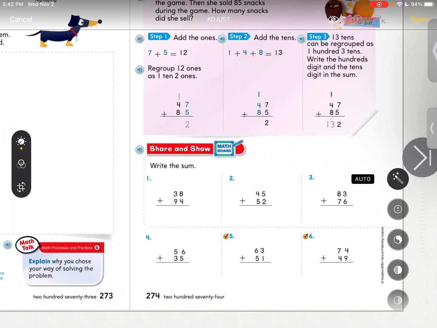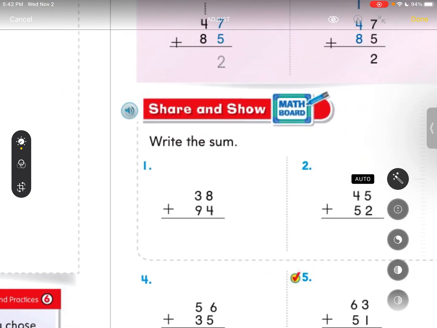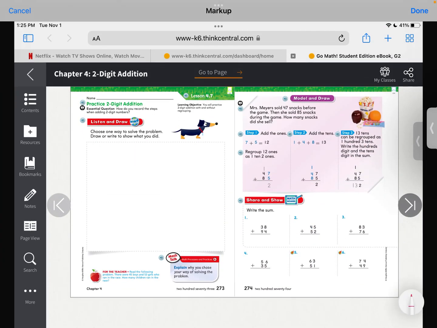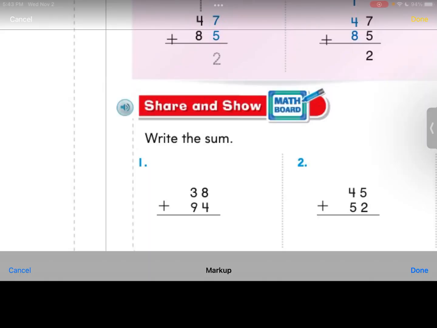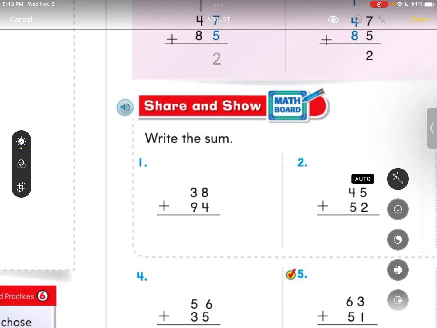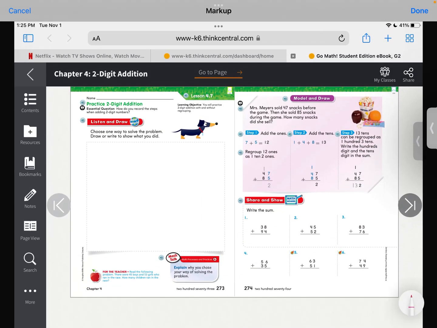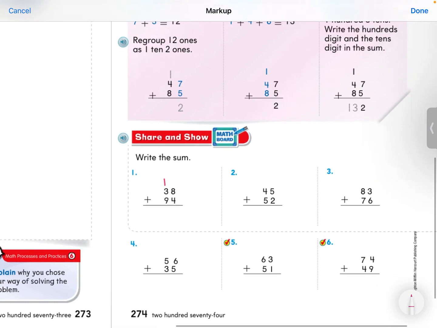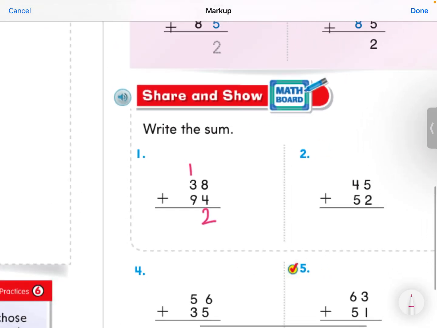So, let's get started. Number 1, 38 plus 94. First things first, I take a look at my ones. 8 plus 4 is 12. In the number 12, I would have a 1 in the tens place, and then I would have a 2 in the ones place. So I would record my 10 that I created and then the 2 ones.